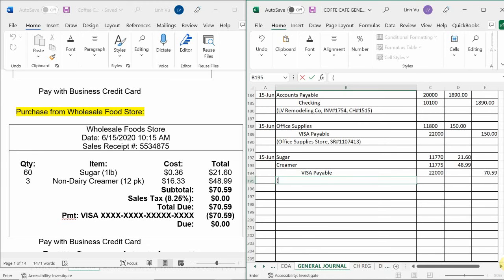So for the note, we can say wholesale food store. Food sales receipt number 5534875. And that's the end of it. Okay. And then we move on to general ledgers. Okay.